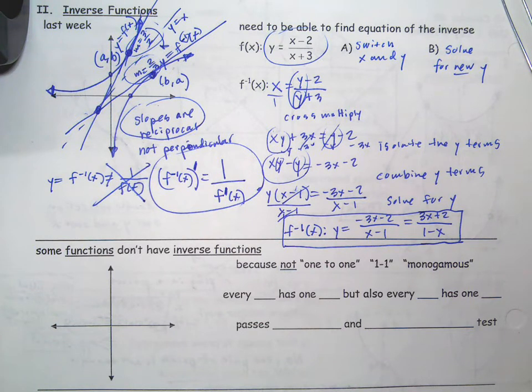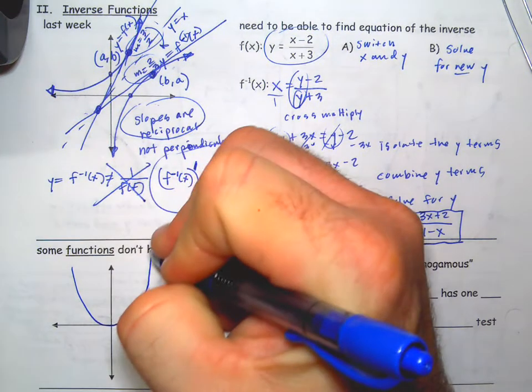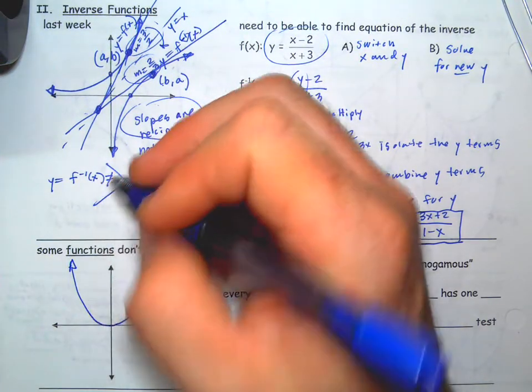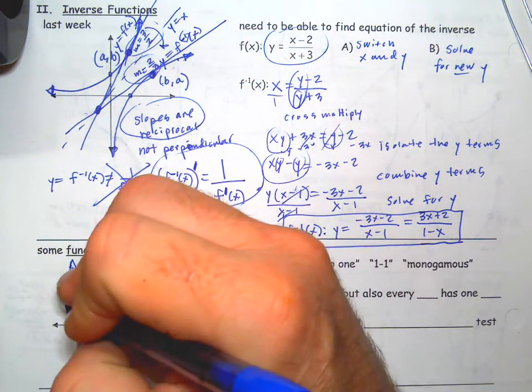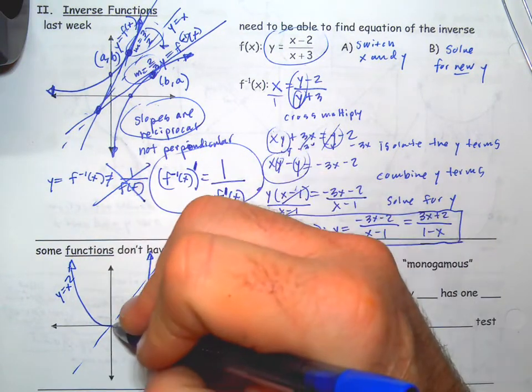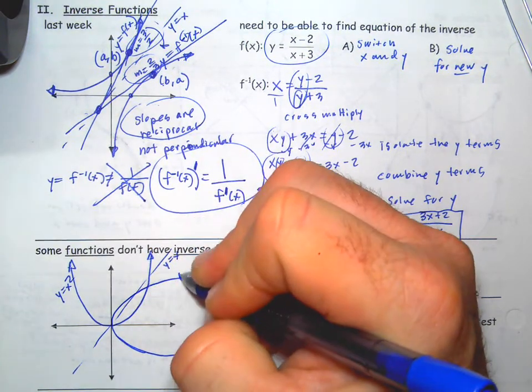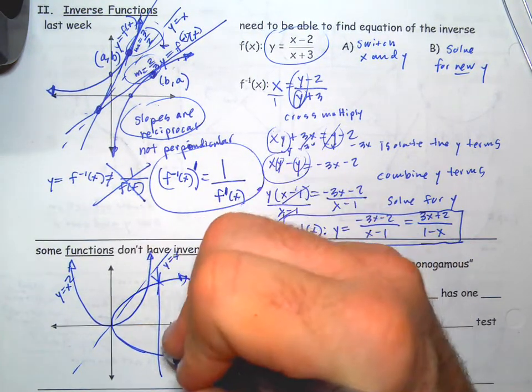You're just careful. Now, some functions don't actually have inverse functions. Okay, for instance, a parabola, the whole thing does not have an inverse function. If you were to flip it across y equals x, you would get this. And it's not a function because it fails the vertical line test.